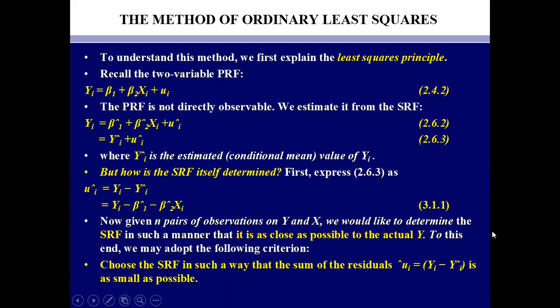And then if you replace y hat by its right hand side from SRF, then you will get something like this. So the OLS method actually says that if you want to get the values for beta 1 hat and beta 2 hat, then you have to minimize a function of these residuals with respect to beta 1 hat and beta 2 hat. So we use the minimization process in order to get beta 1 hat and beta 2 hat.